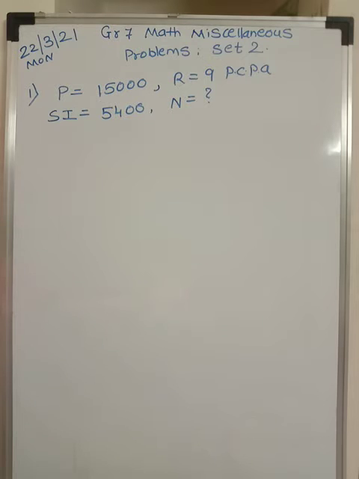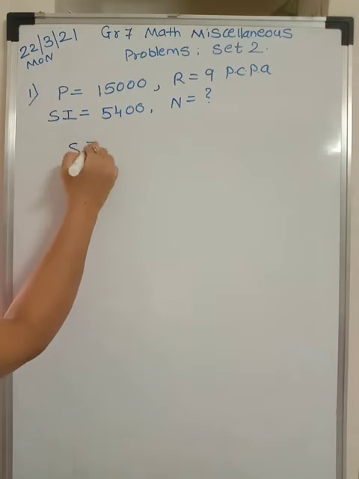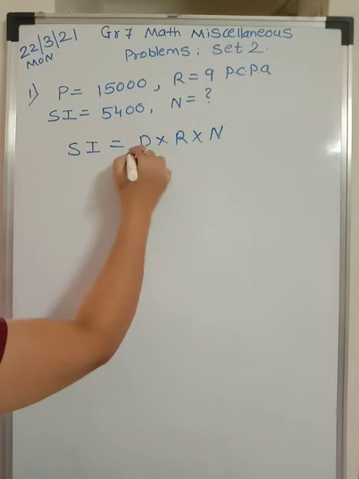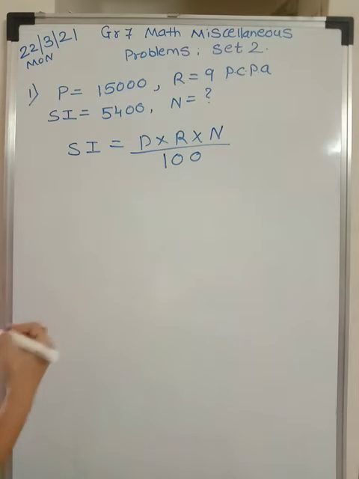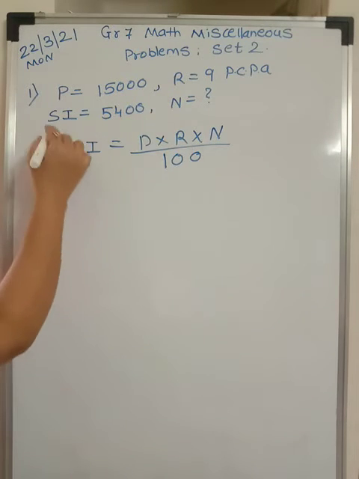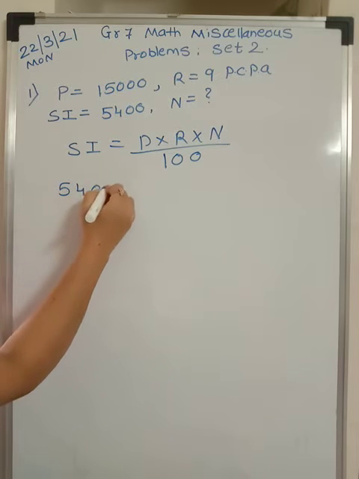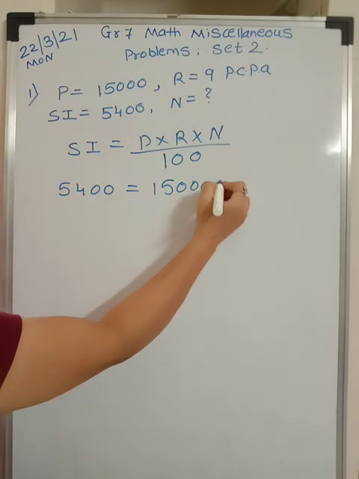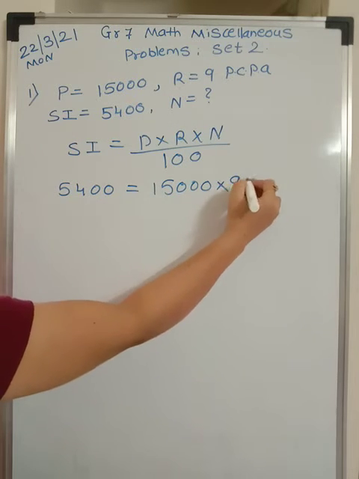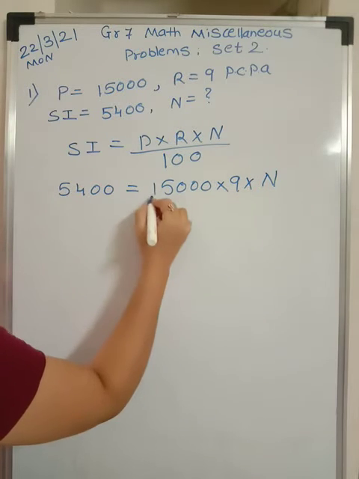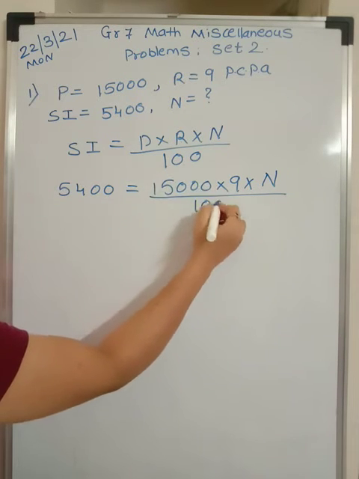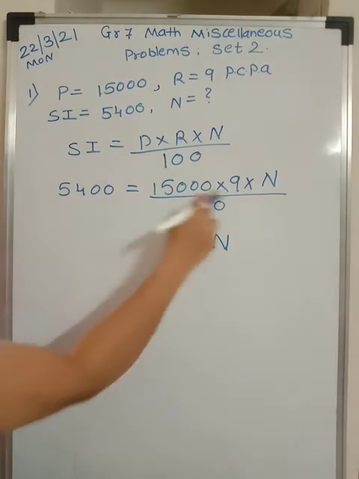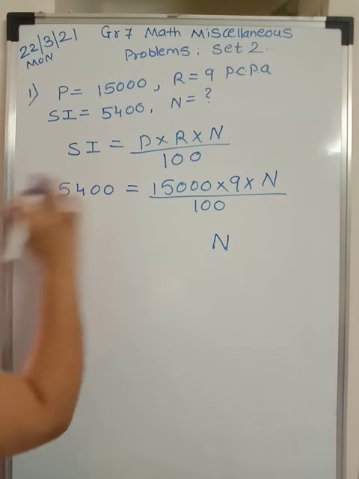Now interest given is simple interest. We know that simple interest, what is the formula? P into R into N upon 100. Okay, substitute everything and we can find N. What is simple interest? 5,400. What is principal amount? 15,000. Rate is how much? 9. N, time, we have to find out, upon 100. I want to find N, so I am keeping N over here. Everything will be shifted this side. What is in multiplication will go in division. What is in division will go in multiplication.